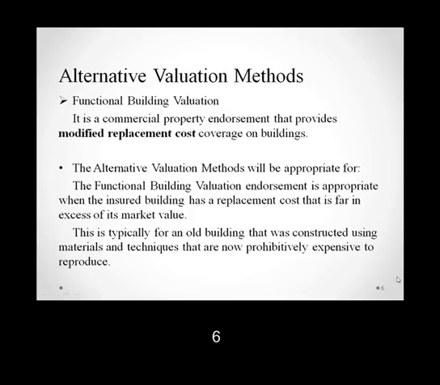Next, let's take a look at another alternative valuation method, the functional building valuation. Now, we know that there are certain buildings that were built maybe 100 years ago. Those items are really hard to depreciate because if you use actual cash value and depreciate it through 100 years, the actual cash value of it could be really low. However, the value of the building stands with something that goes beyond the actual cash value. And that is why the insurance company provides this functional building valuation, so that it provides a modified replacement cost that will cover the building.